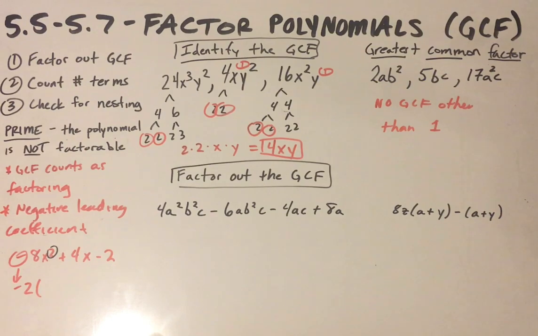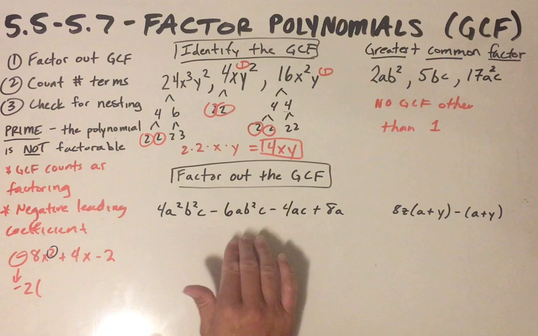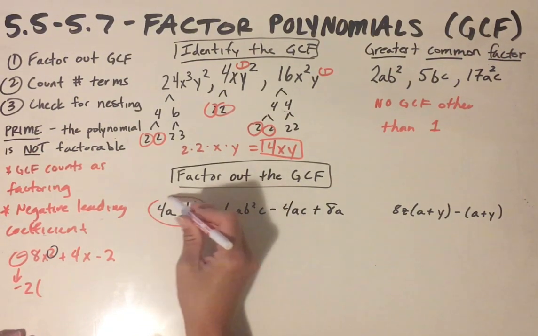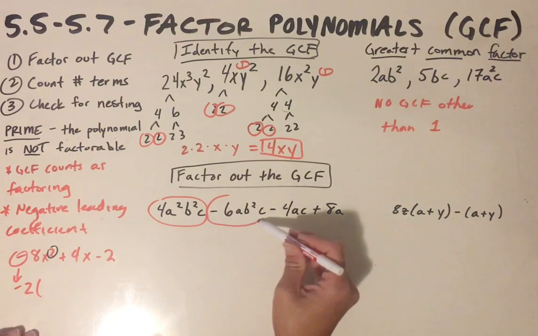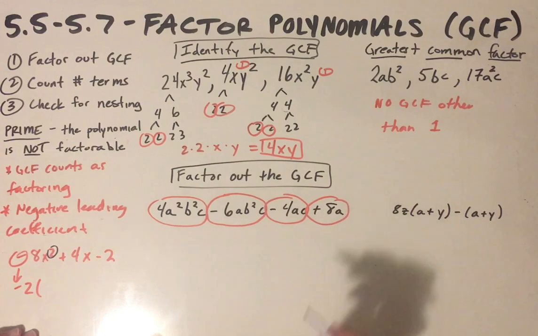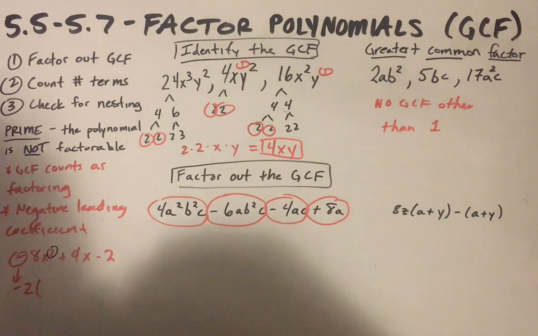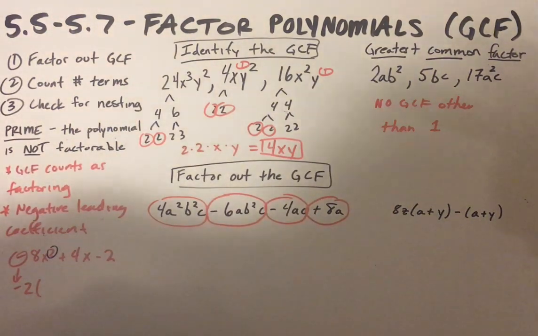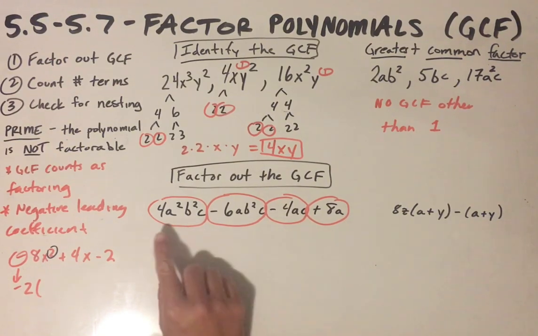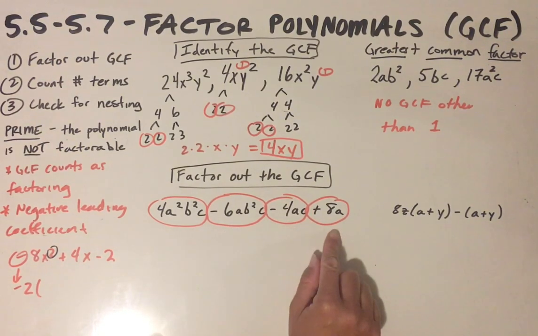Well, to factor out the GCF, I'm going to do the exact same process we did here and say, well, if I look at all these different terms, remember that terms are separated by addition and subtraction. So I'm going to just circle the terms here so that we can see. There's 4 terms here, and I'm looking for something that they all have in common. So I look at 4, 6, 4, and 8. Well, they all have a common factor of 2.